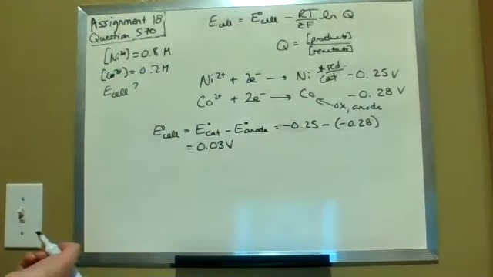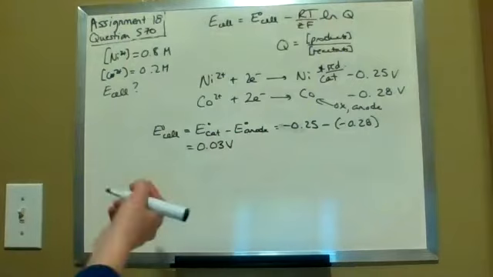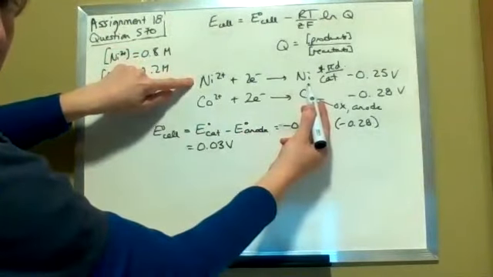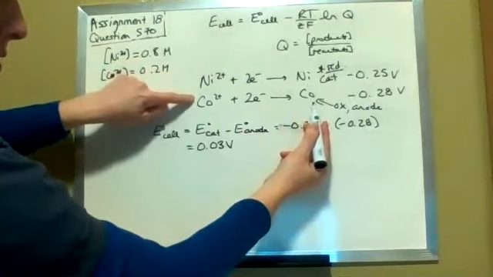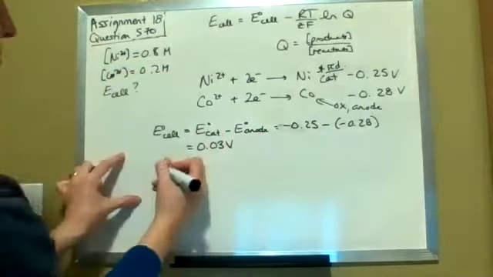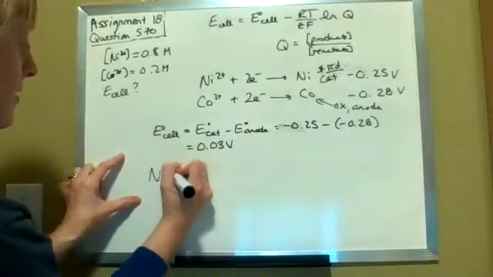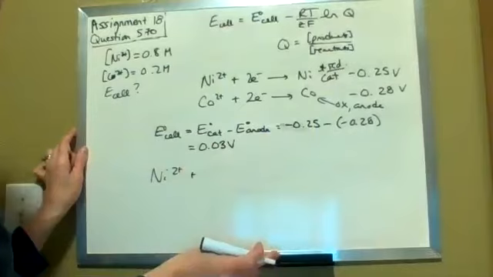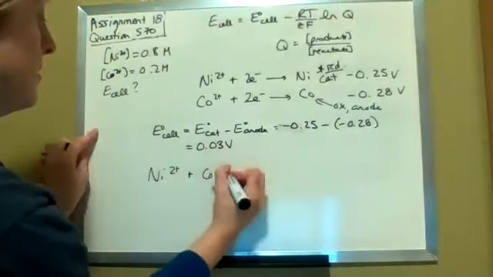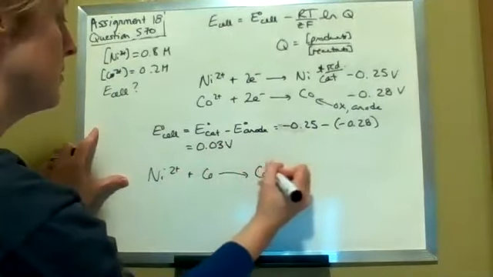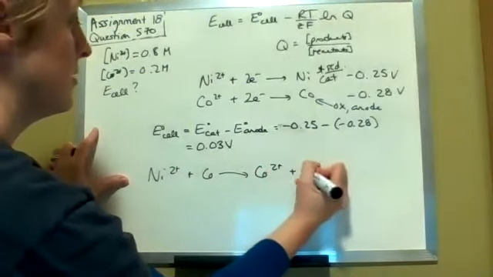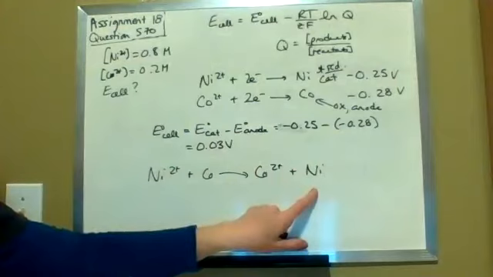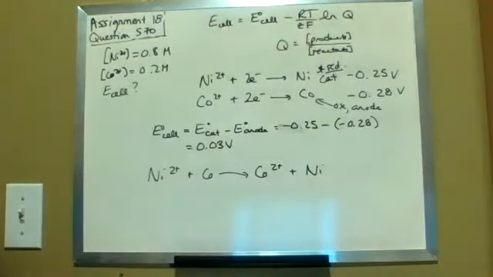We can also write down the full balanced equation in this case. So we know the nickel is going in the reduction direction. That means the cobalt will be oxidized going in that direction. So we'll write down the full thing that's going on. We have nickel 2 plus plus cobalt going to cobalt 2 plus plus nickel. So at least now we know our reaction, so we can figure out Q up here.